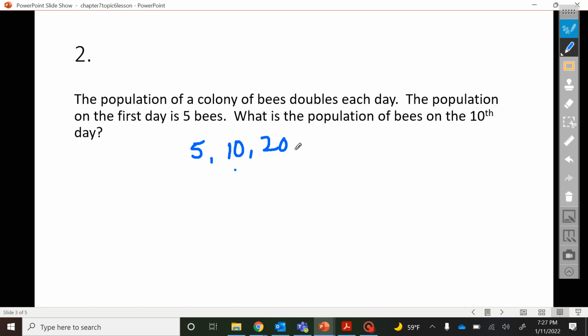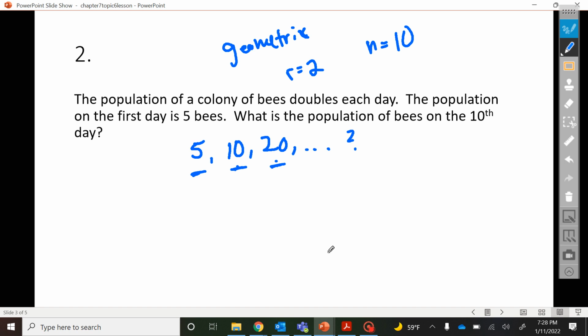The next day, day 3, population is 20, and so on. Okay, so we're looking at a geometric sequence here. This is geometric because it has a common ratio: it's being multiplied by 2 each time. The ratio is 2. Each term is the population on a given day, so this is the population on day 1, day 2, day 3. We're looking for the population on the 10th term, day 10, all the way over here.